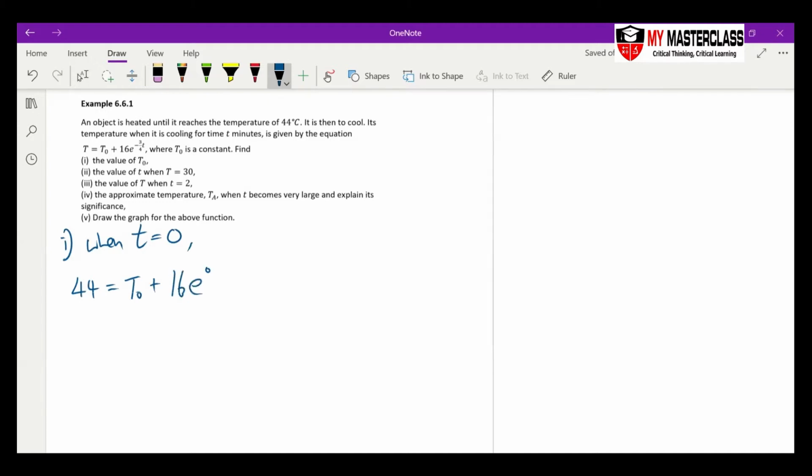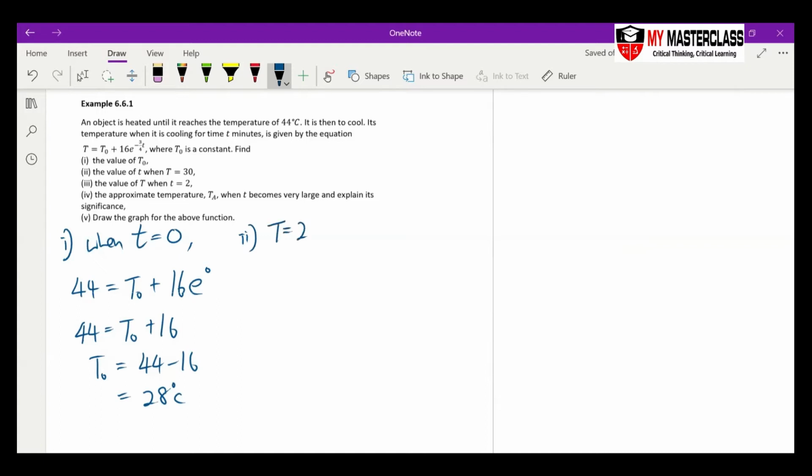Don't always assume that the T naught is equals to 44, because e to the power 0 is equals to 1. So 44 is equals to T naught plus 16. T naught is equals to 44 minus 16. That will give you 28 degrees Celsius. Okay, part 2 and part 3 are pretty standard. They will always ask you to find something like that.